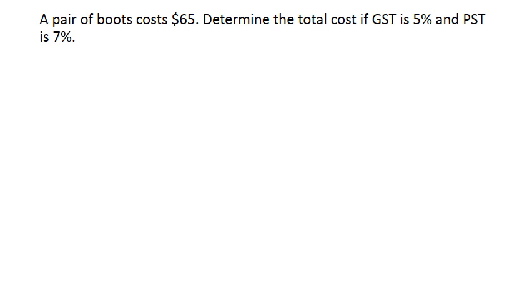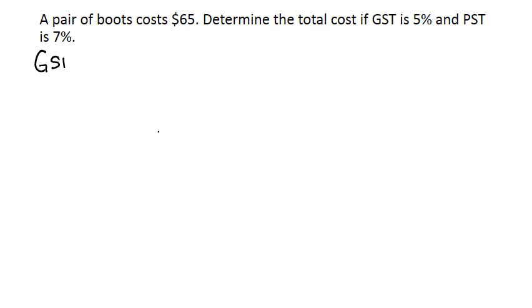Now this is similar to how we did the last lesson, where there's lots of different ways you could do the same problem. The first one is we can figure out how much the PST and the GST would cost separately and then add them to the cost of the boots. So let's do that. So let's find the cost of the GST.